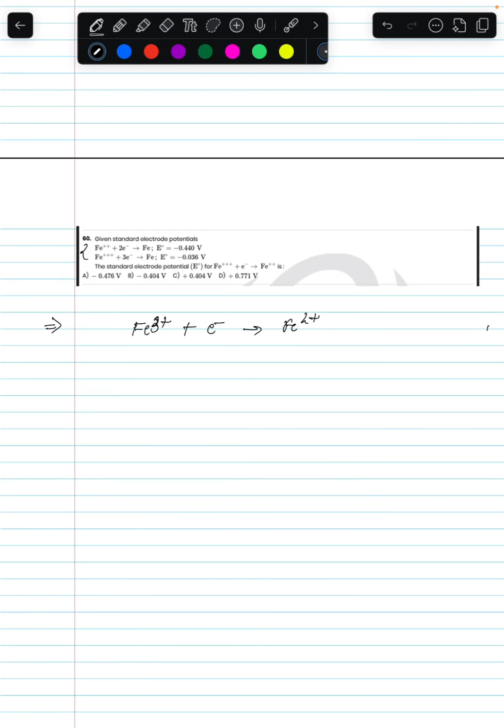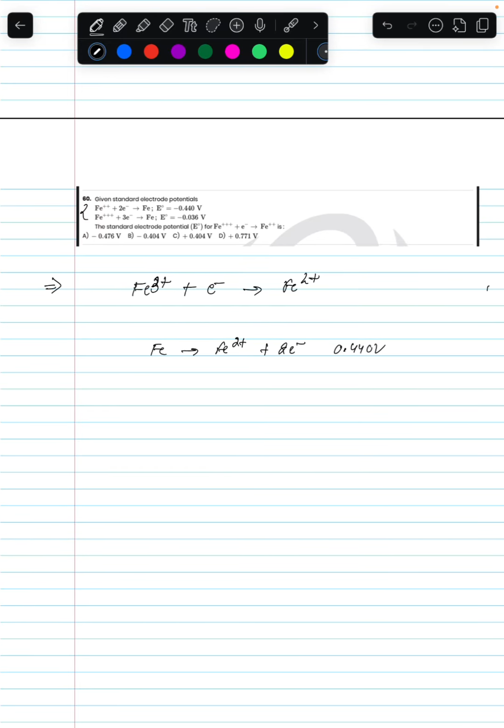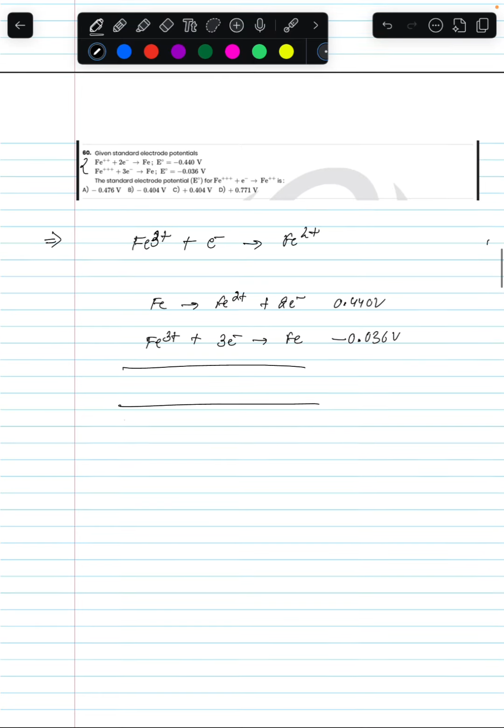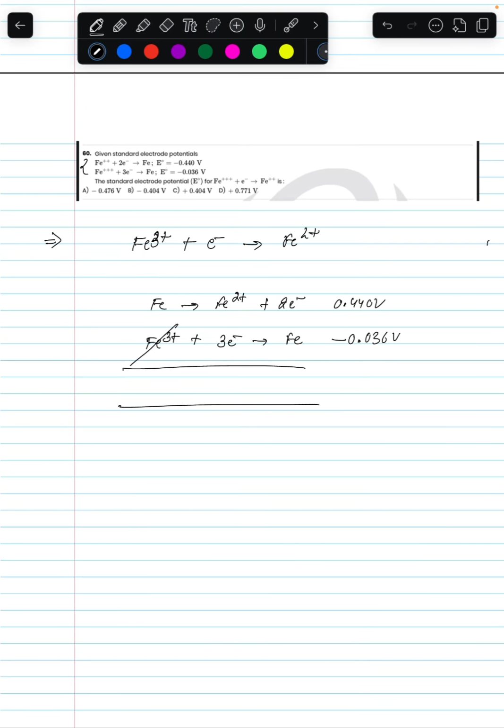So first, two reactions are given. In the first reaction, Fe2+ is on the left hand side, so reverse the reaction. Fe converts into Fe2+ plus 2 electrons, oxidation. So the sign will change, that is 0.440 volt now. Next, Fe3+ is on the left hand side, so Fe3+ will gain 3 electrons and convert into Fe. This value is minus 0.036 volt. Now Fe2+ cancels out, so it will be Fe3+ plus electrons, 3 minus 2, 1, which gives Fe2+.